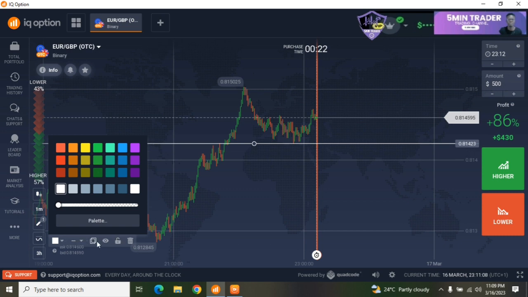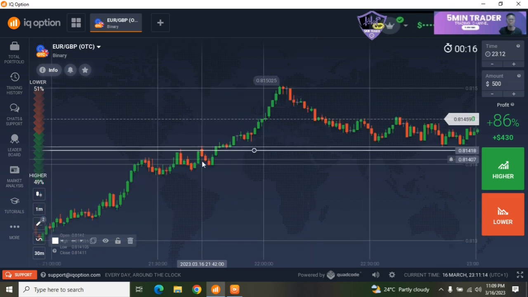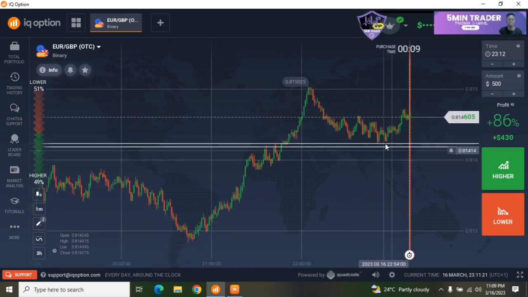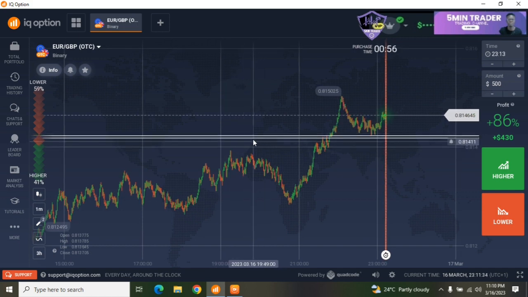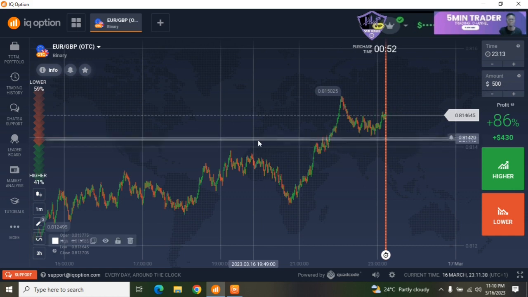Now I indicated this area out and I tried my best to get the whole zone. This was the resistance in the past. It worked once, it worked twice here, and then I was expecting that it has to work again. I mean, it has to serve as a strong area for the market to respect, though I believe that if this area was broken, the next area would have been here, but it didn't happen. The market didn't break this level, so there was nothing to talk about there.